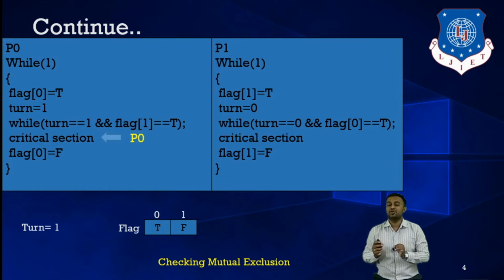Flag of 1 is equal to true. You can see at the bottom that the flag of 1 value is false, and we have checked the condition flag of 1 is equal to true, so the condition is not satisfied in this case. So the second condition is false and the first condition is true. True AND false is equal to false, so definitely the whole condition is false.